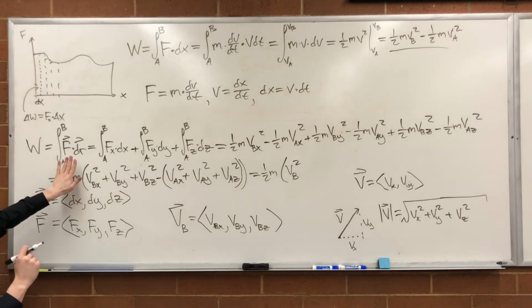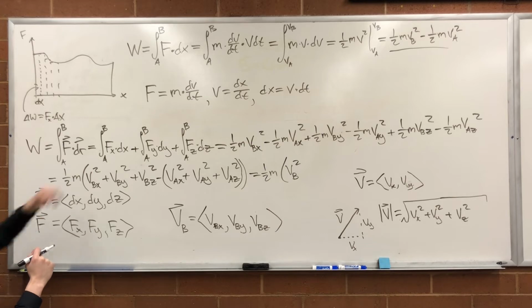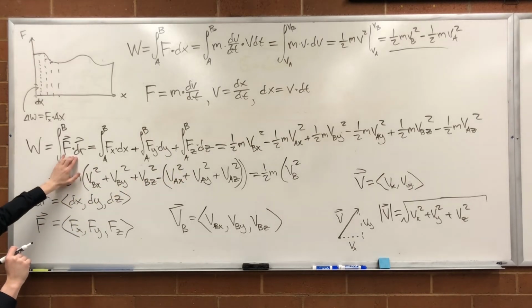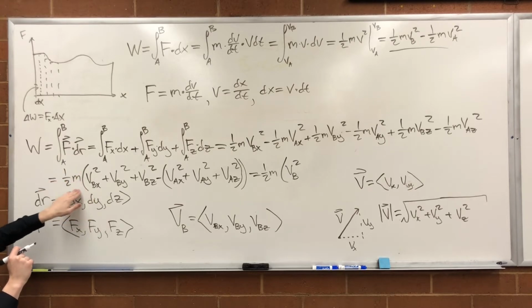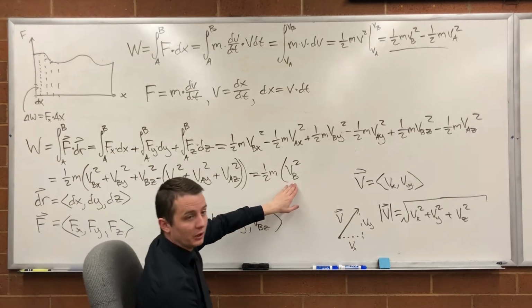Which is what we did. We took this integral and we turned it into three integrals, one in the x direction, one in the y direction, one in the z direction. Because we know how to work with those real easily. Vectors, we hate working with. Make sense? Okay. So, you add up those three, and you get the velocity of v squared.